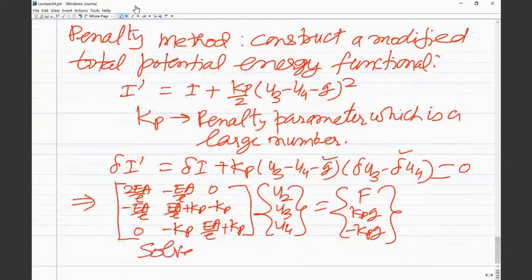Although the problem sometimes, if we take Kp value very large, then ill-conditioning of the stiffness matrix might take place, and then you won't be able to solve for it. So usually, as I said, we take 1000 times the maximum diagonal stiffness, which is coming from the normal integral functional. So solve for U2, U3 and U4. So from here to here, you can do similar to what I have done for the Lagrange multiplier. You try to rearrange, take the coefficients of delta U2, delta U3, delta U4. You will get these three equations, and then you can solve for U2.